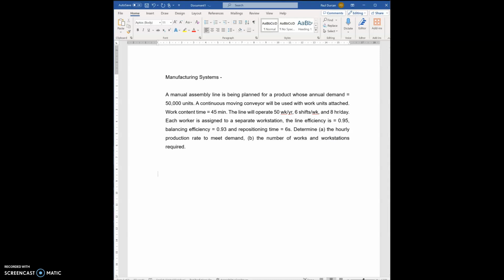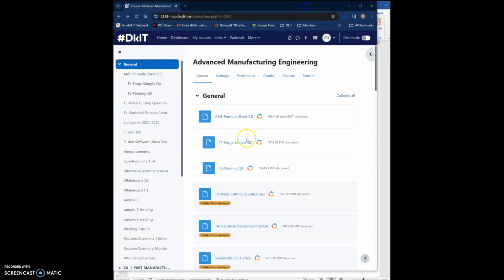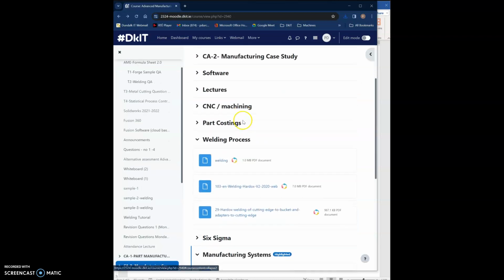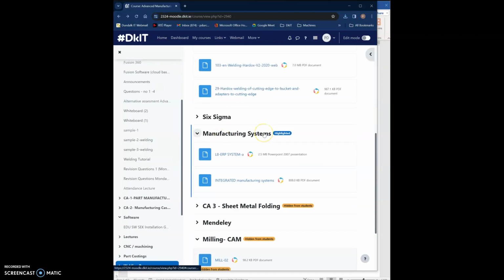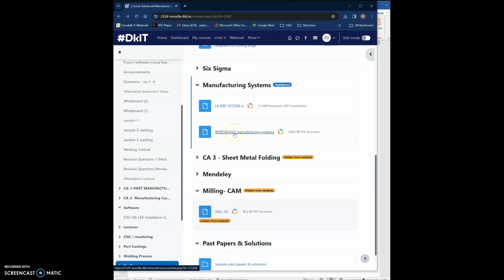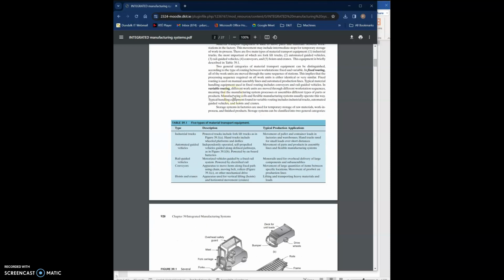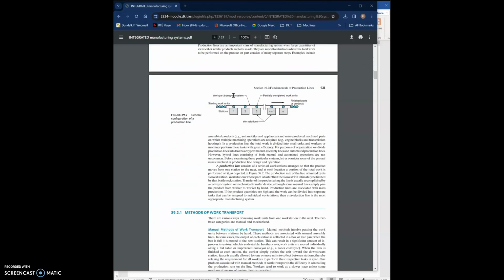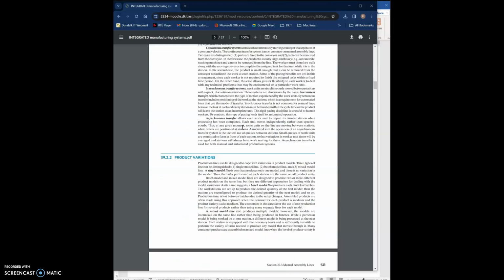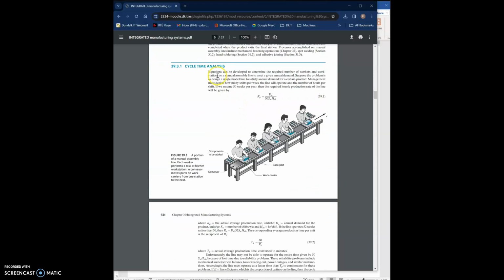So if we have a quick look here, where you can get some information on this is if we jump onto the Moodle page, and we have our formula sheet up at the top that I'll pull up in a second. But if we go back down to the very bottom to manufacturing systems, it's this handout on integrated manufacturing systems, a chapter of a book I referenced before. In here you can read all about manufacturing systems, production lines and methods, etc. And if we go on down here, there are some examples of cycle time analysis, and this is really what we're doing.